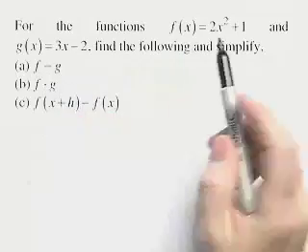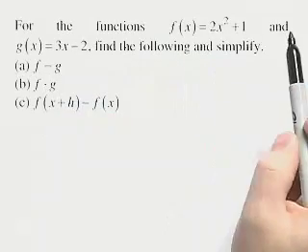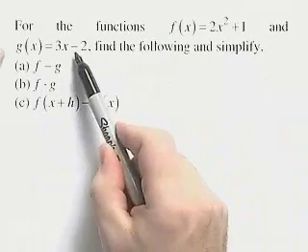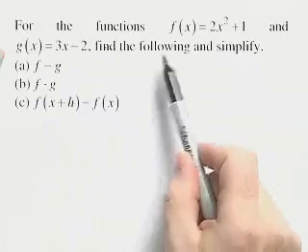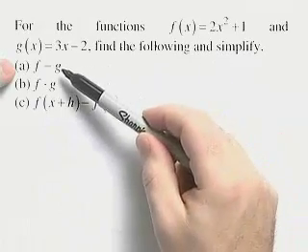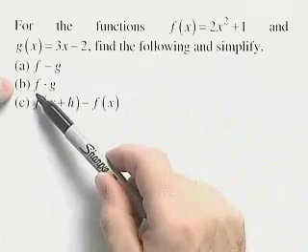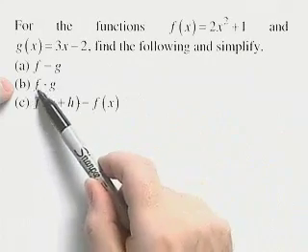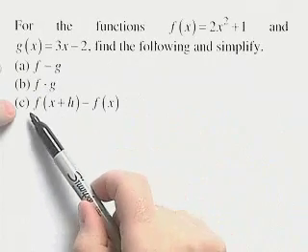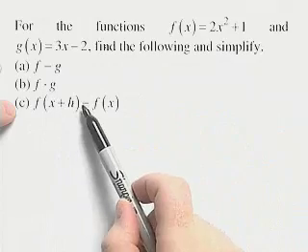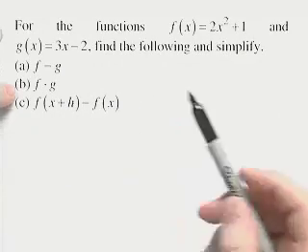For this next problem, we're going to look at some operations on functions. For the functions f of x equals 2x squared plus 1 and g of x equals 3x minus 2, we want to find the following and simplify. Part A, we want to find the difference of the two functions, f minus g. Part B, we want to find the product of the two functions, f times g. And then part C, we want to find f of x plus h minus f of x.